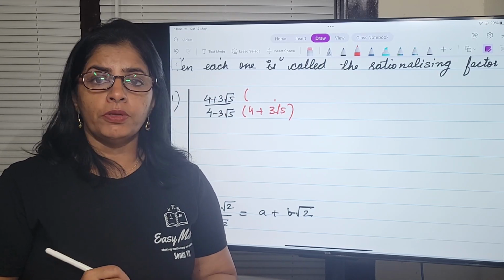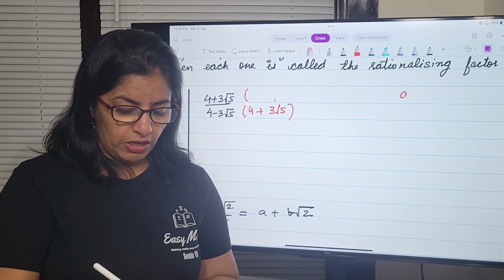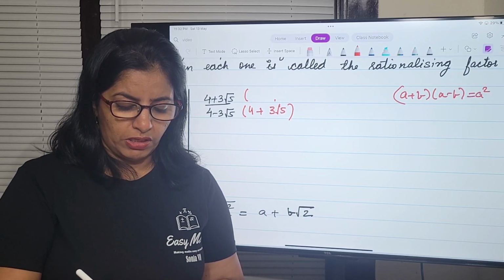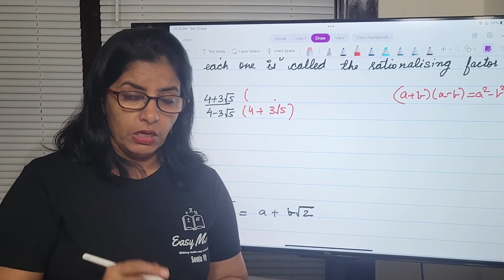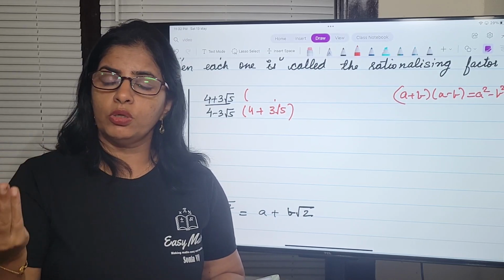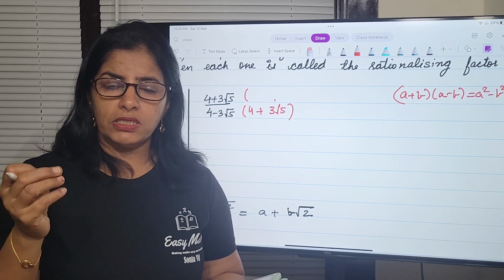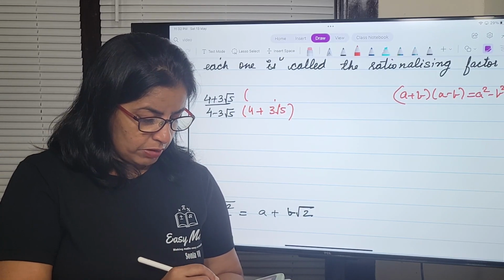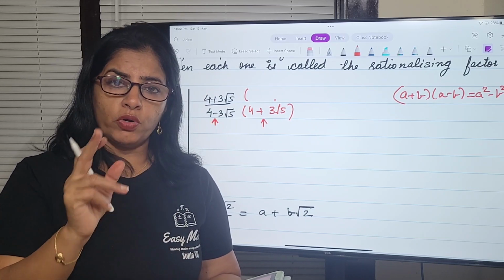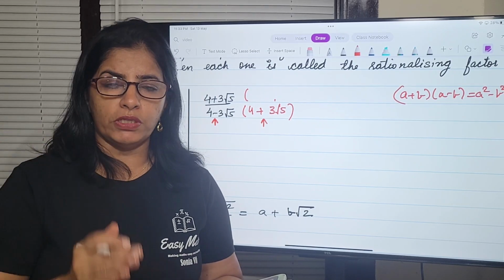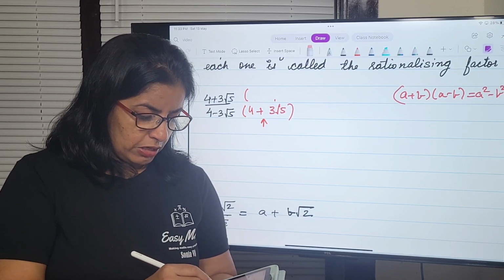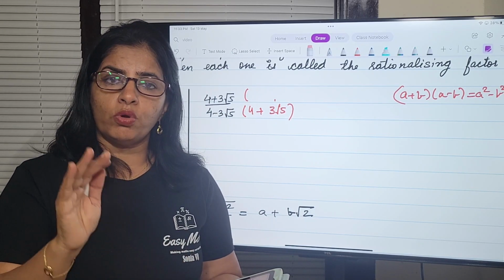Why do I take this? In your previous classes you have learned a plus b into a minus b is equal to a square minus b square. You know this concept. Now if you square a root number, it is going to change into a rational number. This is the concept that we are using. So if I multiply this negative number with a positive one, the product will be in the form of a square and b square, and my denominator will be rationalized. So in this case, the rationalizing factor is 4 plus 3 root 5.